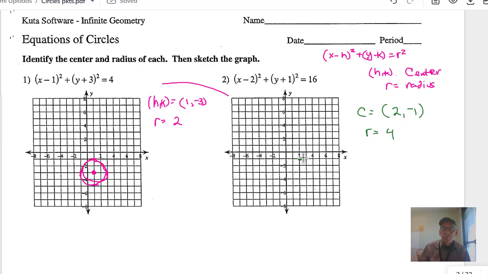The radius of 4 means that it's going to go through a point 4 to the right of the center, 4 to the left of the center, 4 above the center, and 4 below the center. So I'm making dashes for those points. And then when I sketch my circle, I try to make a smooth looking circle that goes through all those points. And here we have the approximate circle that goes with (x - 2)^2 + (y + 1)^2 = 16.